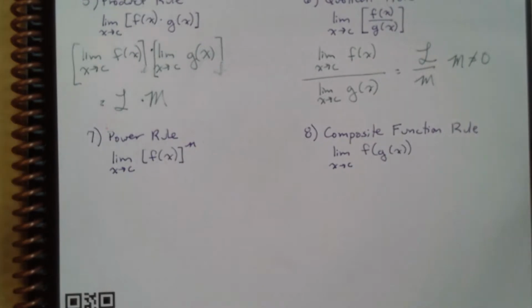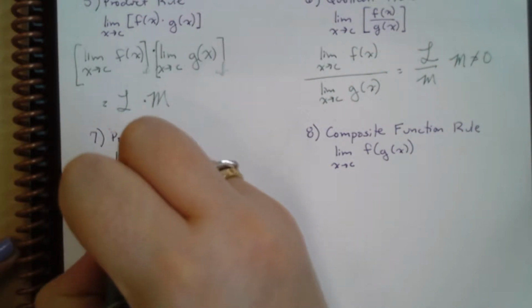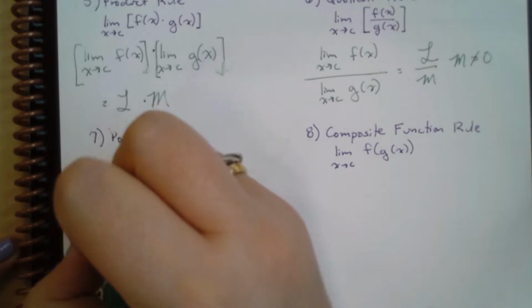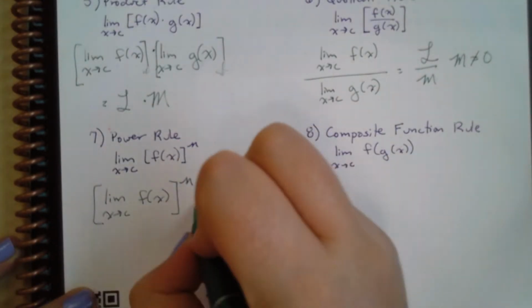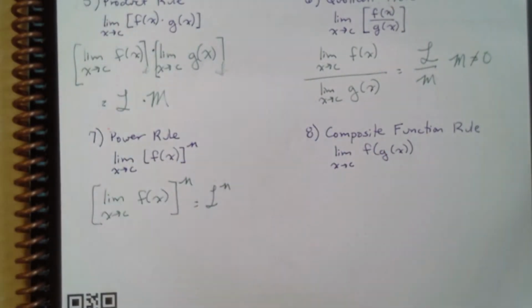Power rule, even more fun. Who doesn't love the power rule? We're going to have the limit as x approaches c of f of x, and all of that is being taken to the n power. So this is just going to be equal to L to the n power. Kind of a weird looking L there, but it is an L, I promise.